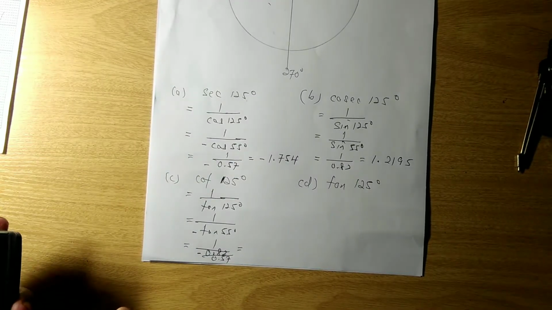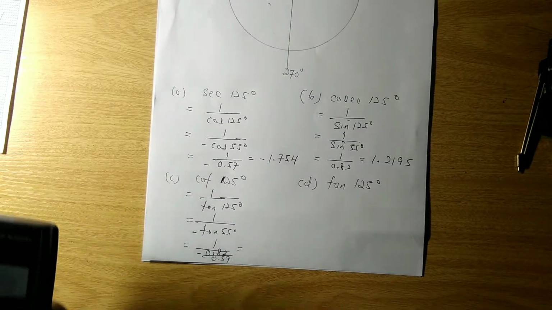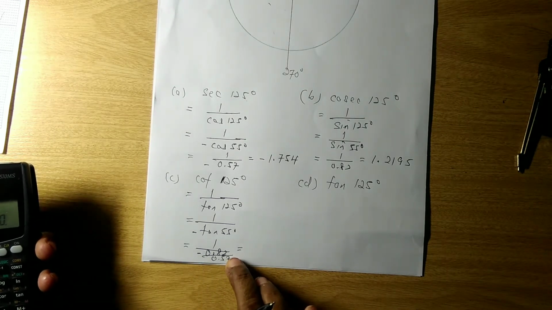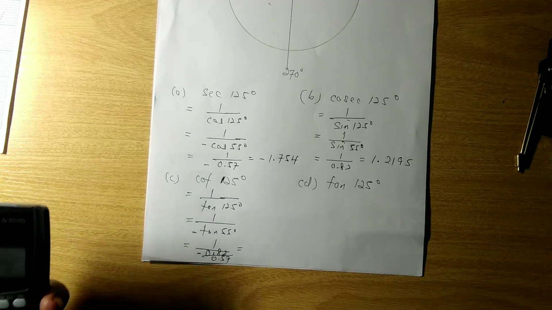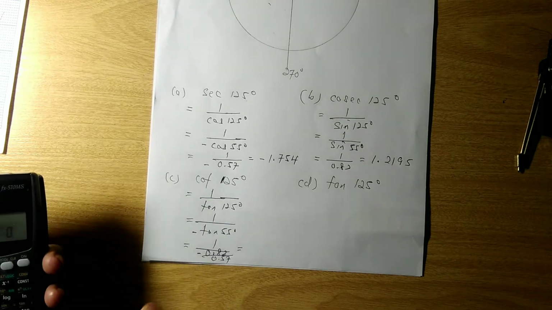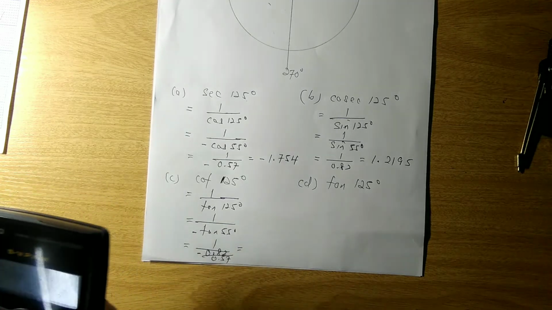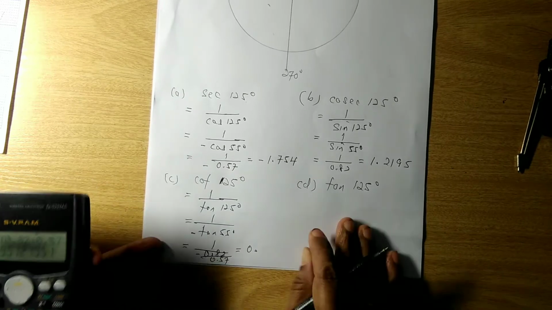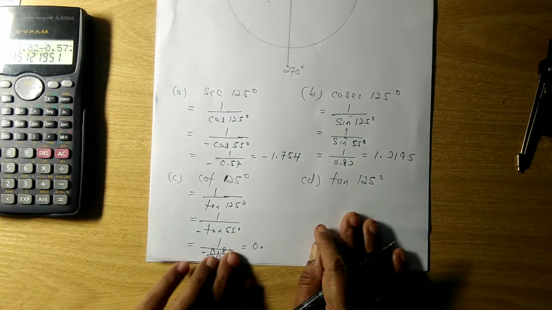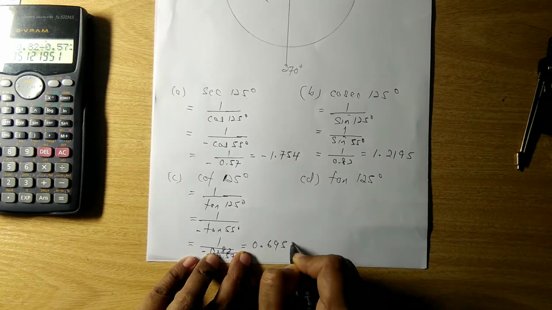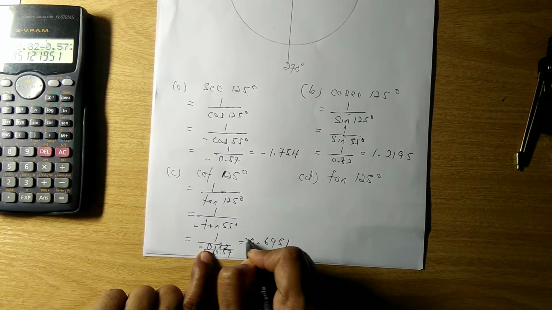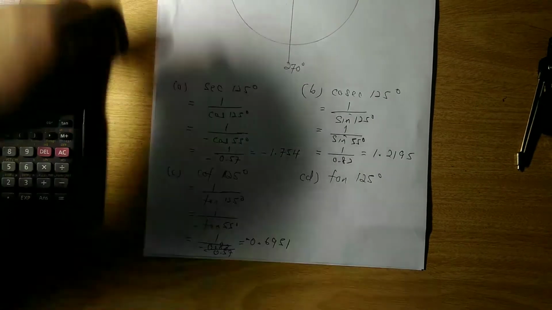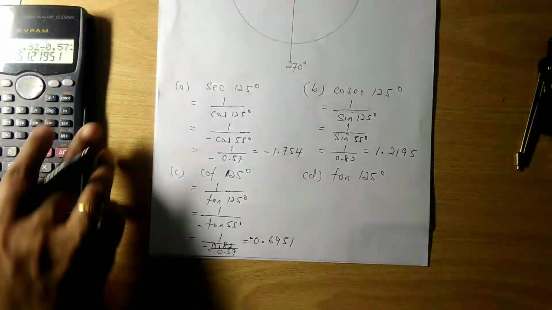1 over this, so this is about 0.82 divided by 0.57. Okay, that will give me about 0.695. Okay, and it's a negative. Alright. So opposite 0.82 over 0.57. This is 1 over. So this is what we get.